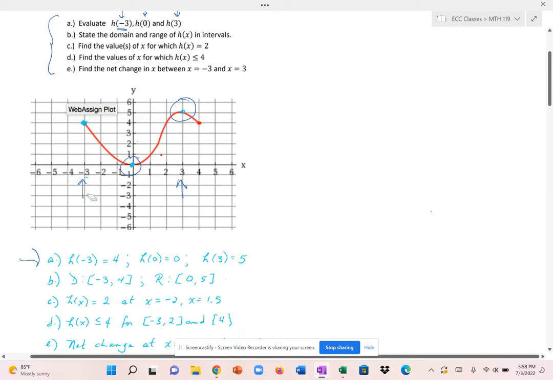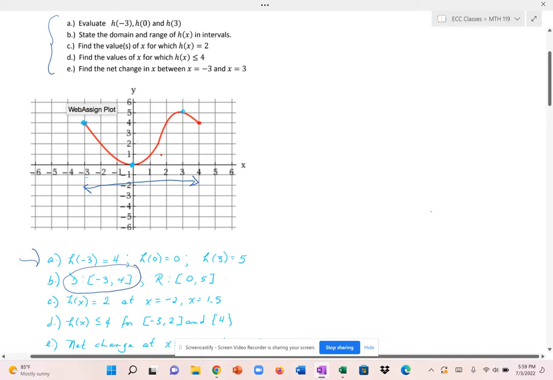For part B, you're asked to state the domain and the range of h of x using interval notation. In terms of domain, you want to read the x value. It looks like this graph is defined from -3 all the way up to 4, including -3 and 4. So we use brackets. The domain is from -3 to 4.